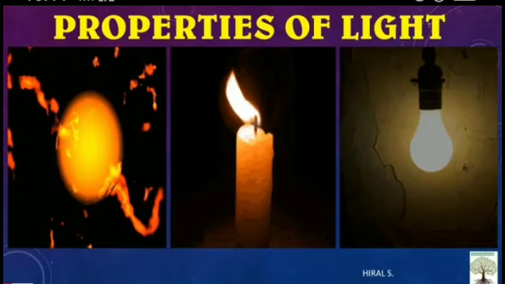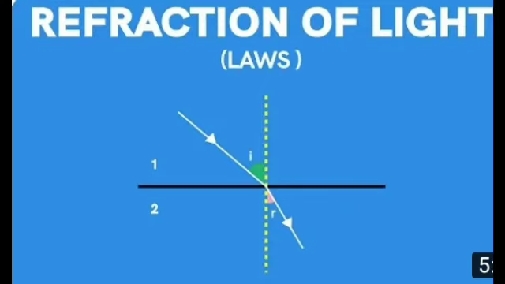It is characterized by a wavelength lambda and a frequency v, which are related by the equation c = vλ. So here c is the velocity of light. Different colored light has different wavelength and frequency. Violet light has the lowest wavelength and red light has the highest wavelength. When light is incident on the interface between two media, it is partially reflected and partially refracted.